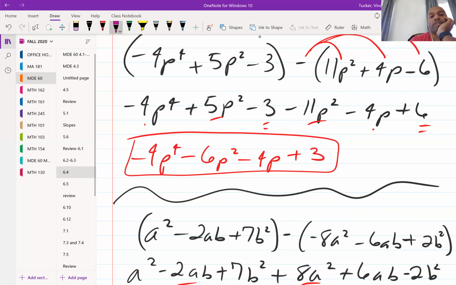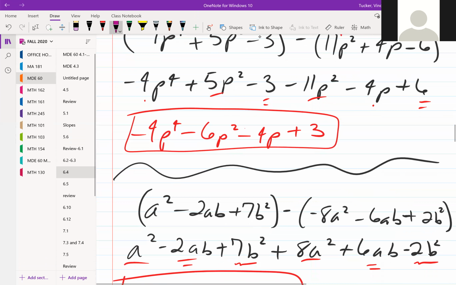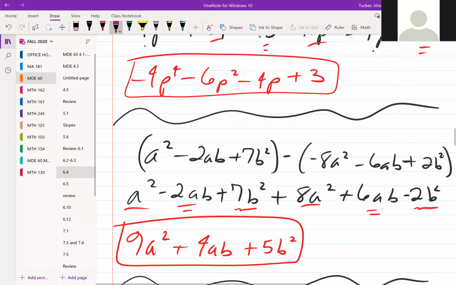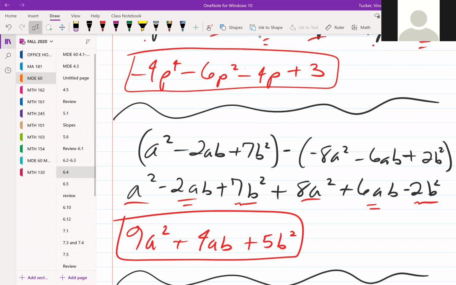All right, any questions on that one before we go to the next one? Make sure we're all right. All right. 8a squared minus 2ab plus 7b squared minus negative 8a squared minus 6ab plus 2b squared.